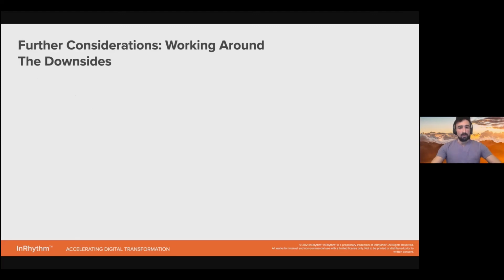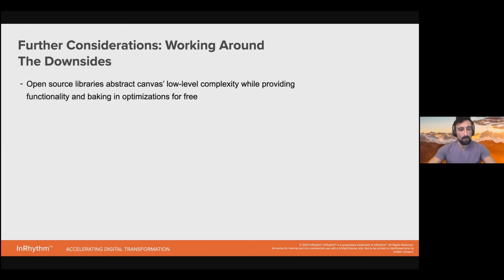So how do we get around that? Because there's a way. There's a lot of great open source third-party libraries that abstract that low-level complexity out, while still providing the functionality and baking in the optimizations for free. And some of the ones that I recommend are Pixi.js for doing really fast 2D rendering, and Three.js if you want to get into 3D rendering, think like virtual reality. There's a lot of really great possibilities if you want to go with that.